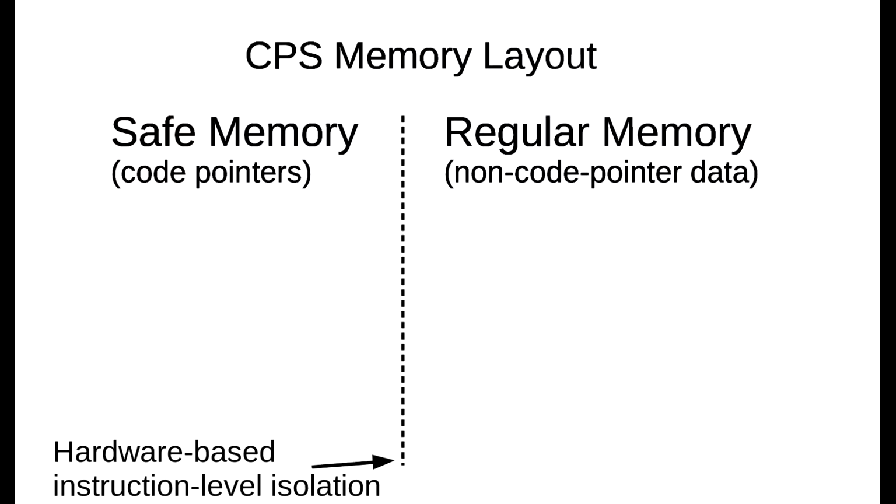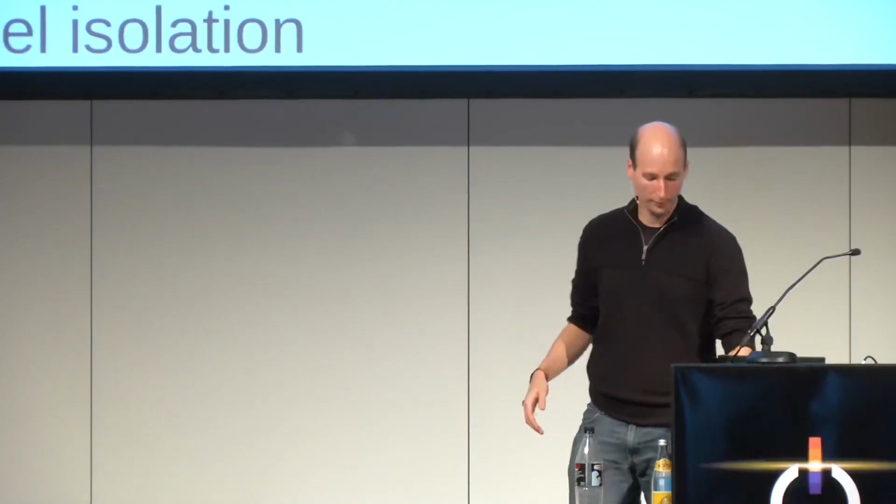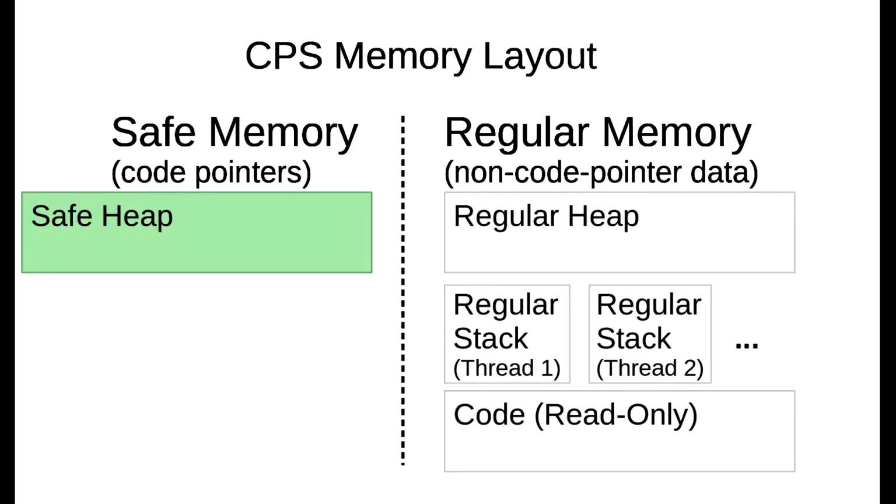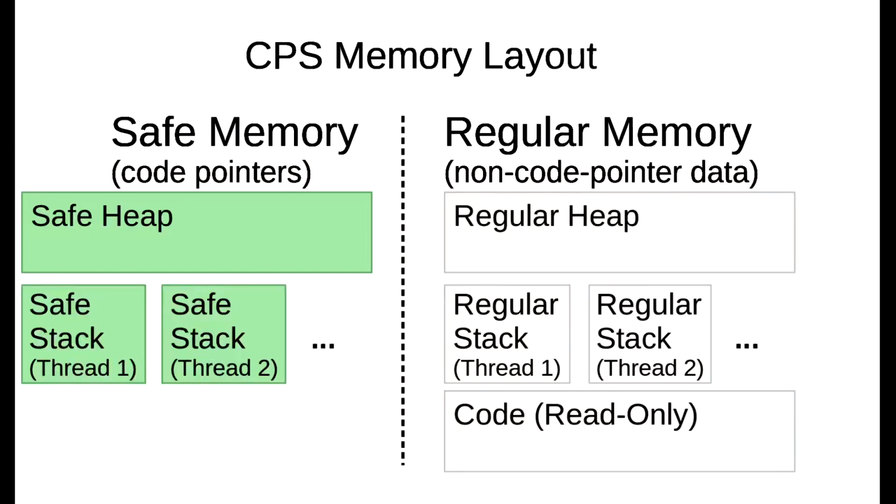In between safe memory and regular memory, we use hardware-based instruction-level isolation, using some technique like segmentation or some other form of blinding. The regular memory contains the regular heap, stack frames, and the read-only code regions, and the safe memory contains likewise the safe heap, the safe stack, and the safe stacks of the individual threads.